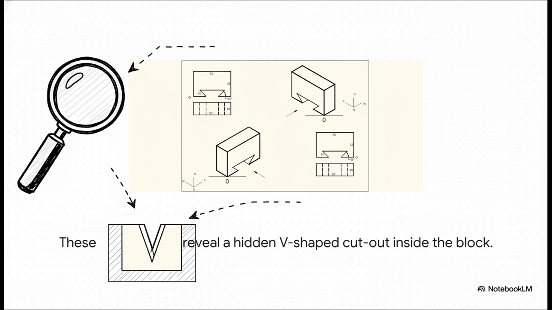Let's look at this one. The solid lines, they show the outside of the block. Simple enough. But notice those dashed lines in the top and side views? They're telling us there's a V-shaped groove cut right through the block that's hidden from sight. Without those lines, you'd have no idea it's even there. It's how engineers make the invisible visible.